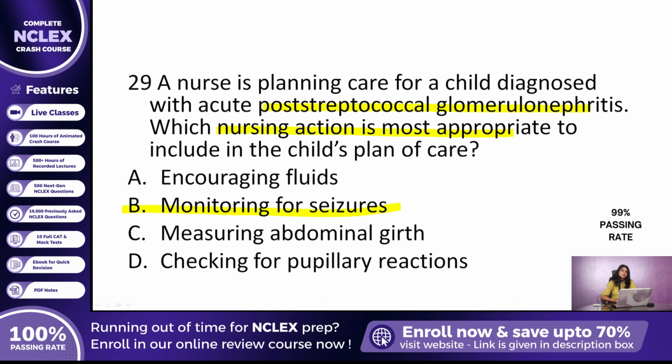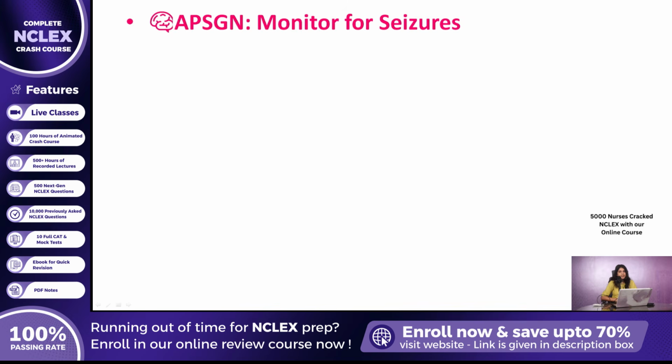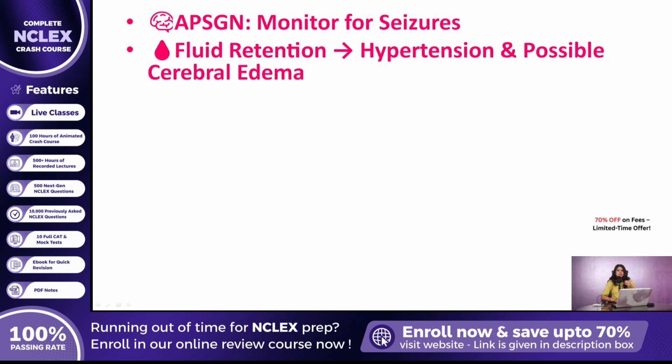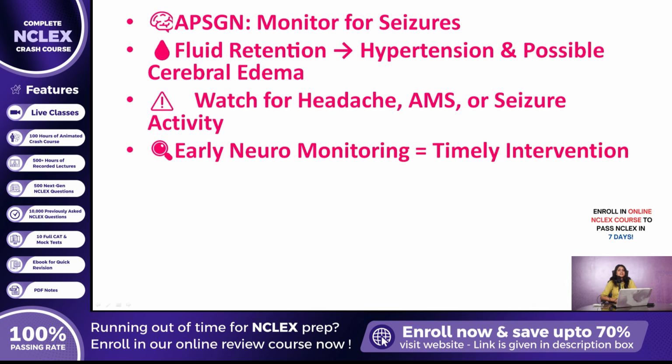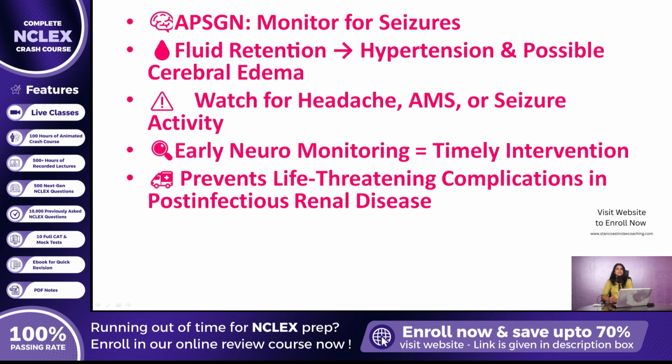This is the correct response because APSGN often leads to fluid retention, which can cause hypertension and sometimes cerebral edema. These complications may result in neurological changes, such as headache, altered mental status, or even seizures. Monitoring for signs of seizure activity and changes in neurological function is critical for early detection of complications and ensuring prompt treatment. This intervention directly supports the goal of preventing life-threatening consequences in children with this post-infectious renal condition.